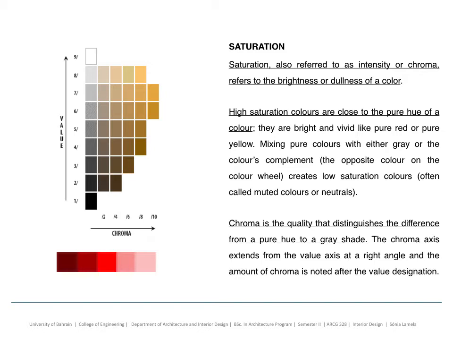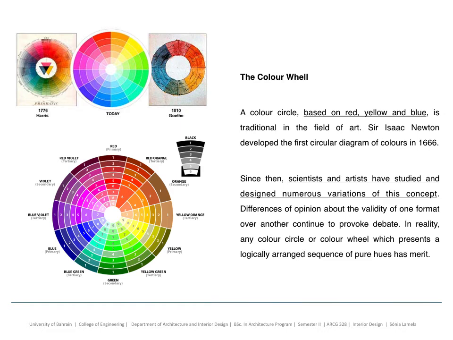So here down you can see this red line with different shades of red, ranging from the darkest to the lightest color. This is what we know as the chroma. Now another system that we know is the color wheel, which is basically a color circle based on red, yellow and blue, and this is what is mainly used in the field of art. However, there are other types of wheels that are used: scientists use a different color wheel, and graphic designers also have a different one.